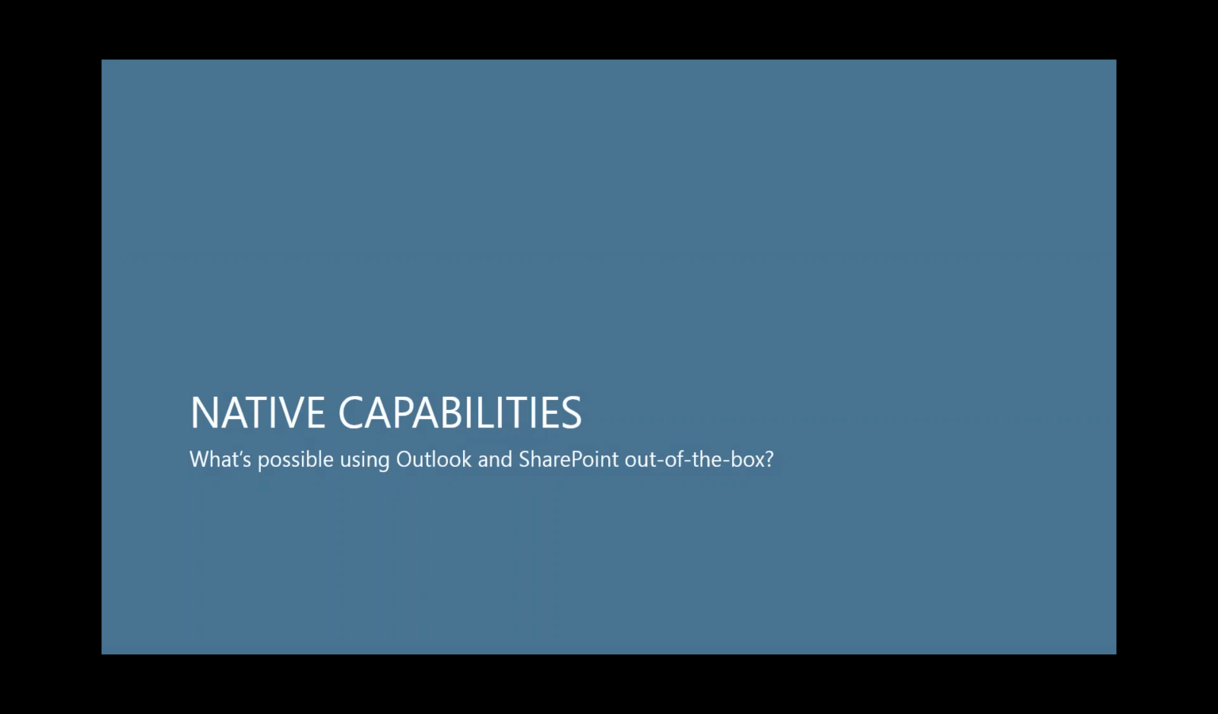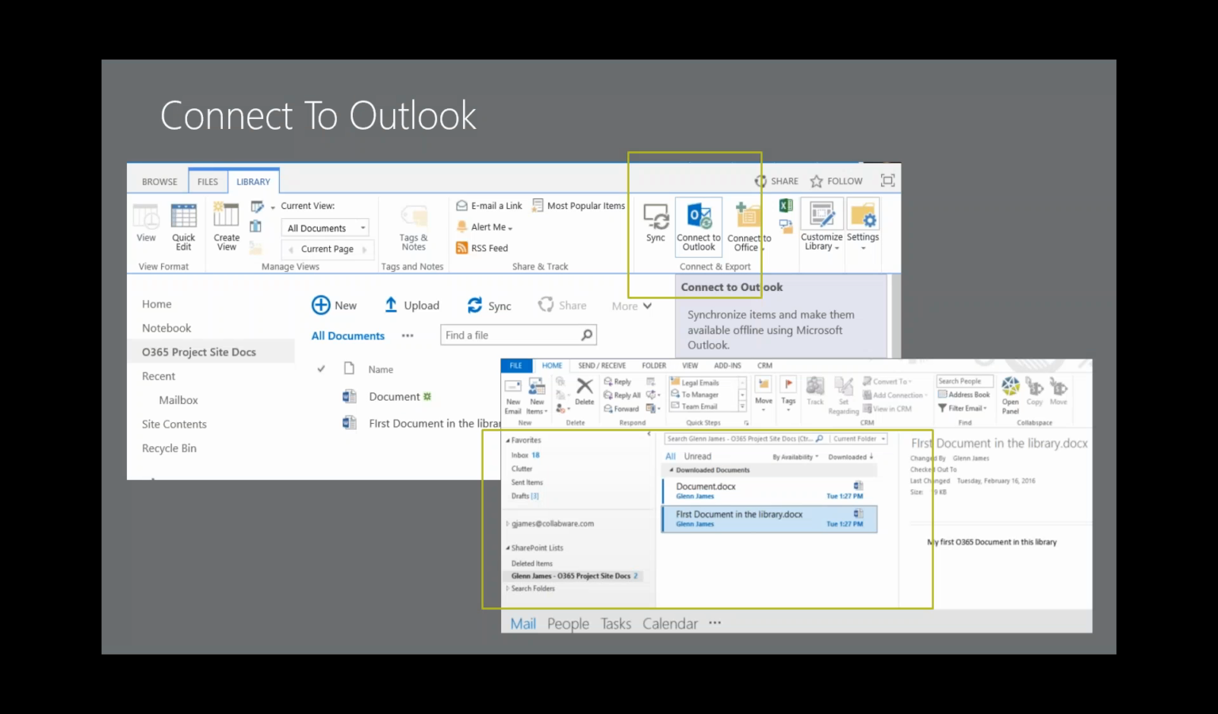So let's talk a little bit about the native capabilities that SharePoint offers. I'd like to start with the first one, which many of you may have seen if you use SharePoint, which is the concept of connect to Outlook. And the idea here is I can go to my SharePoint location and I can open up the ribbon and I can simply say connect to Outlook.